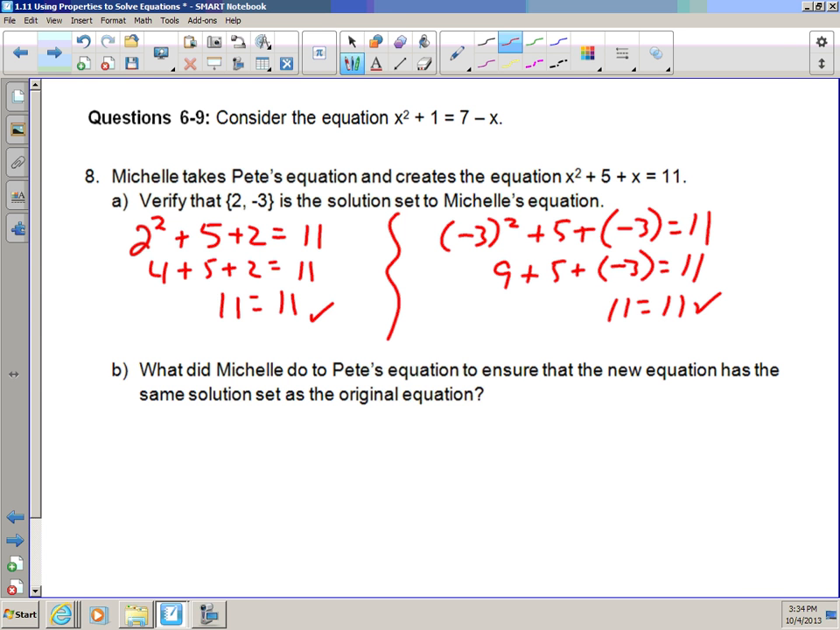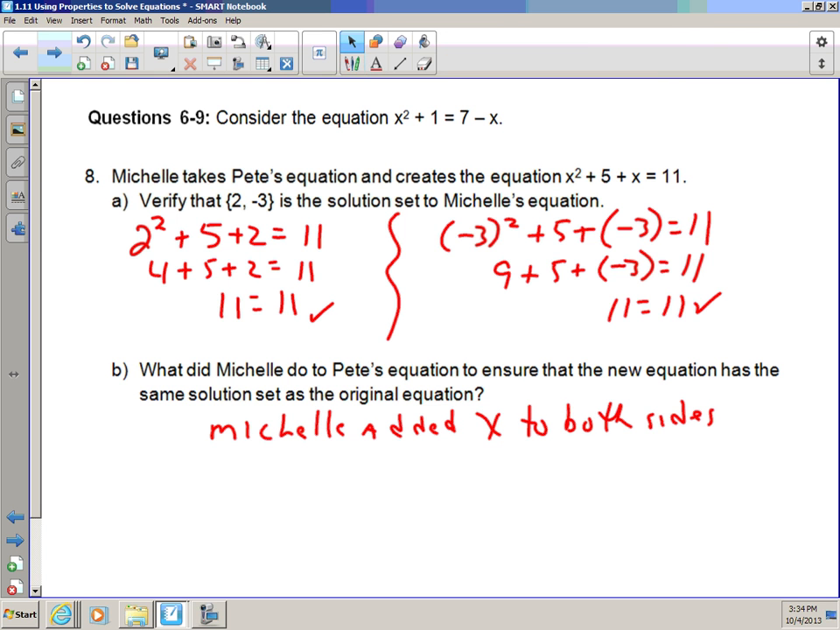Now, what did Michelle do to Pete's equation? Michelle added x to both sides. Did adding x to both sides change the result? No, because x represents any real number. As long as I'm adding the same thing to both sides, I am fine.